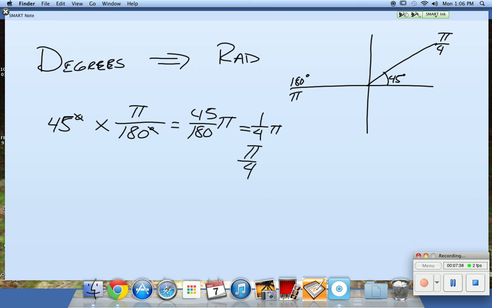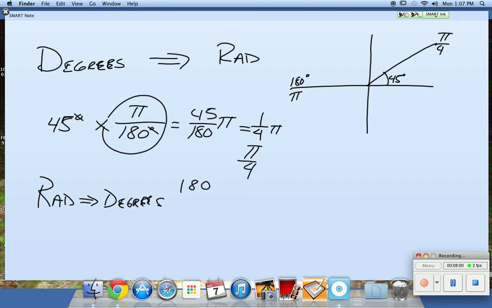If I want to go from radians to degrees, then what's my conversion going to look like? What's it going to look like? 180 over pi. 180 degrees over pi. Because I'm at radians and I want to go to degrees. All right? That's what you need to know of your conversions.